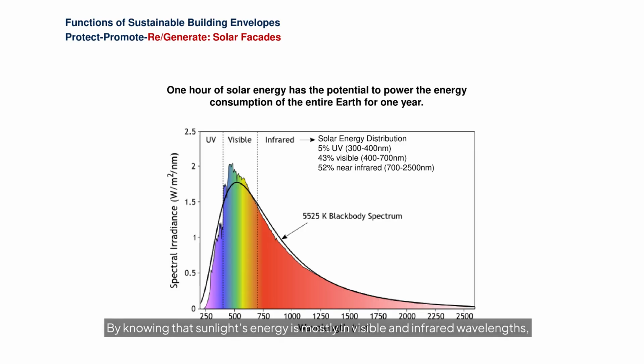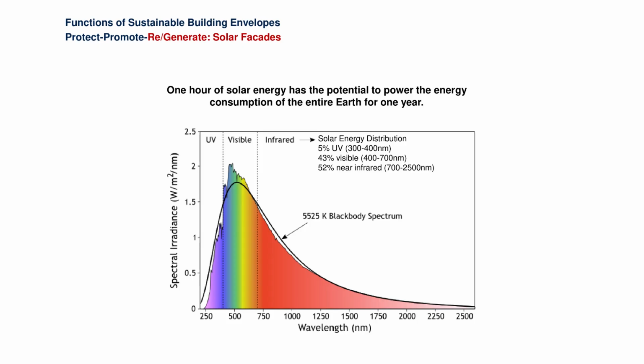By knowing that sunlight's energy is mostly in visible and infrared wavelengths, understanding the solar spectrum helps us design solar facade systems that harness solar power while regulating the spectrum that causes harm or discomfort.